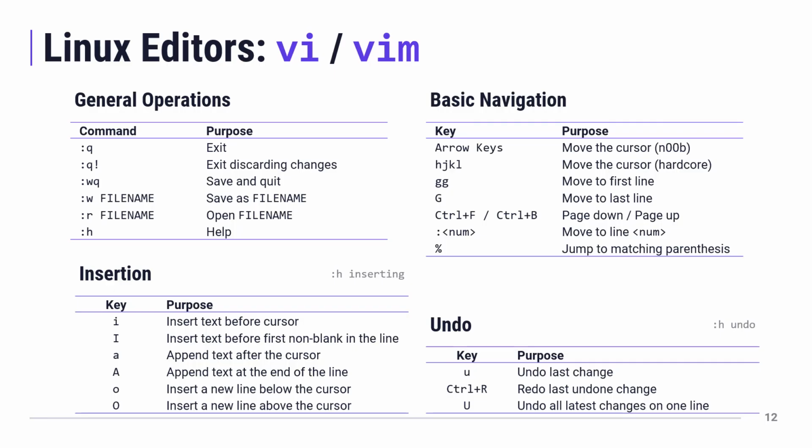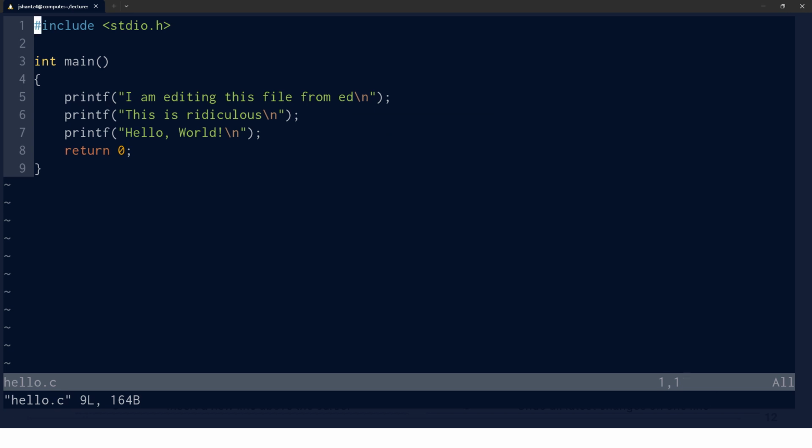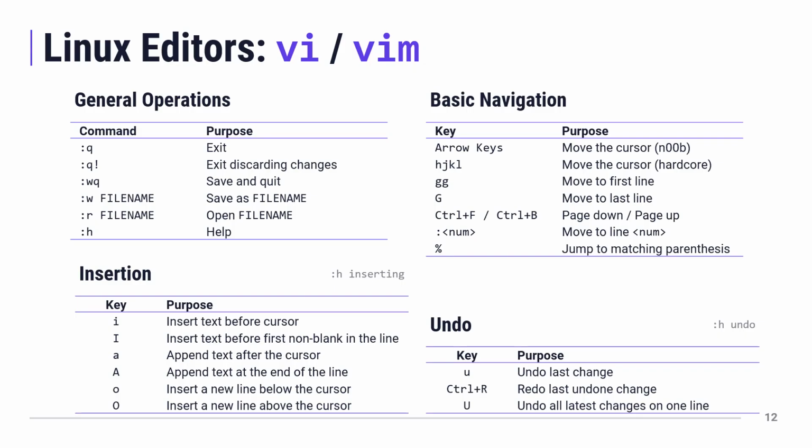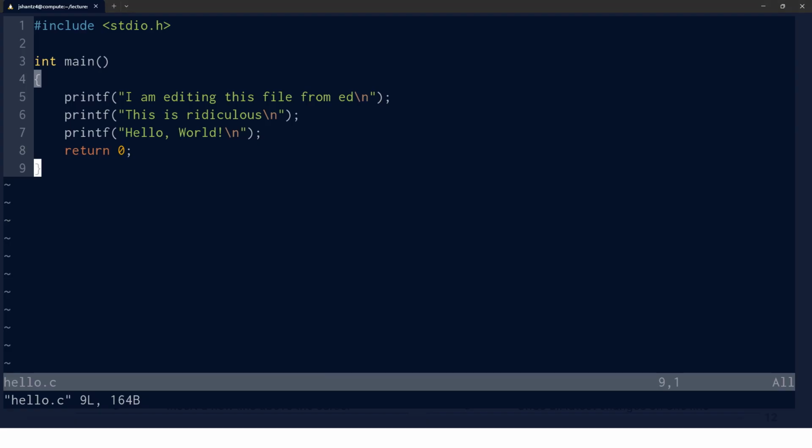Okay, a few other things. GG moves me to the top line. Shift G, so capital G, moves me to the bottom. If I want to move to a specific line number, from normal mode, I can say colon and then just the line number. So colon 5, colon 18, and so on.